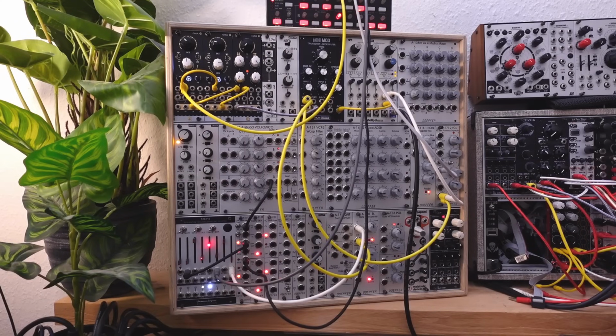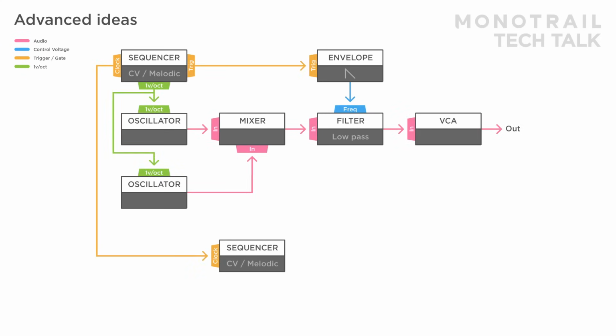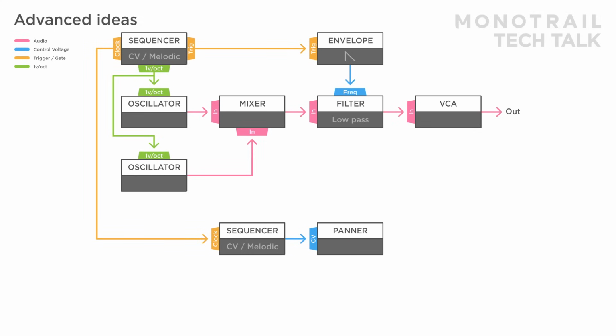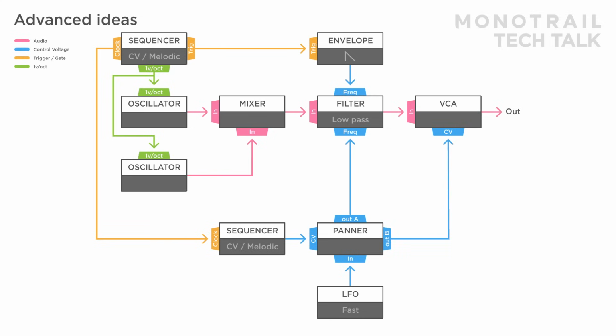Modulation sequences can also be used to great effect for signal routing. Here's the basic voice with the modulation sequencer used to control a panner. The input of the panner is a fast LFO and the two outputs of the panner are sent to modulate the filter frequency and end of chain VCA. The sequencer sets the modulation distribution on each step.